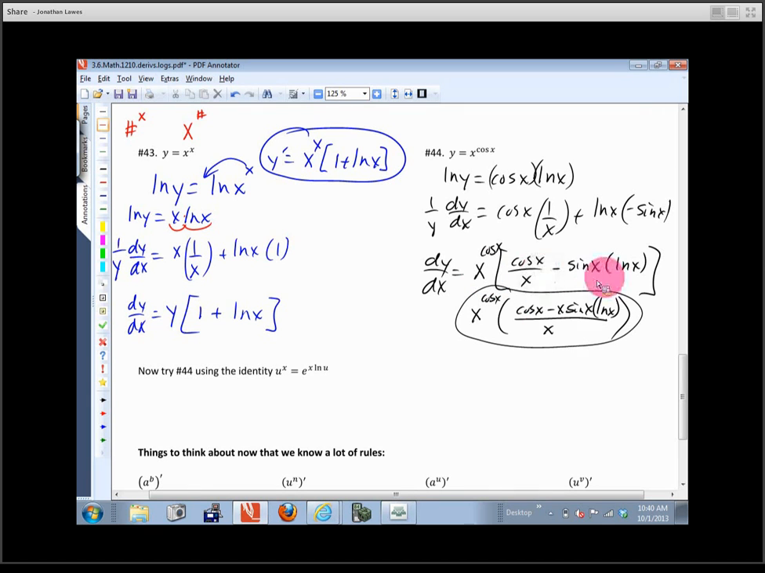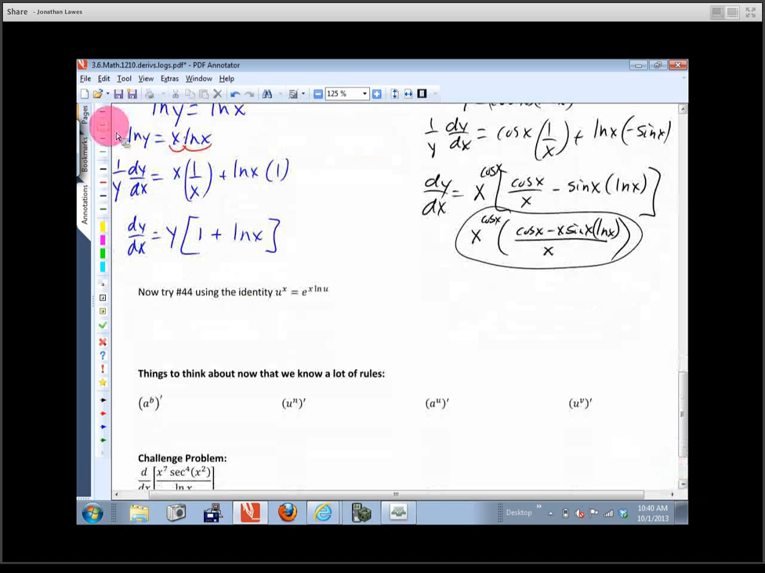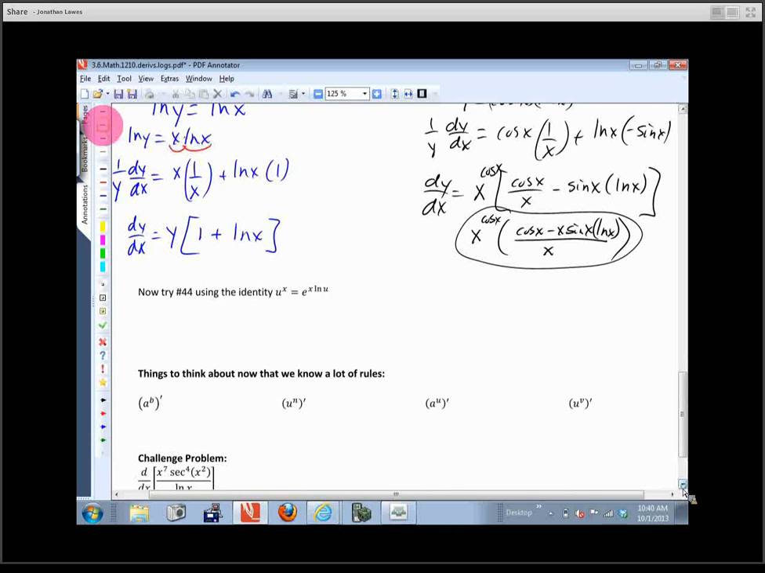If you had one of these on the test, I'd consider that simplified to a reasonable degree, but not a big deal either way. Any questions? Okay, let's take a look at the last couple of problems here.